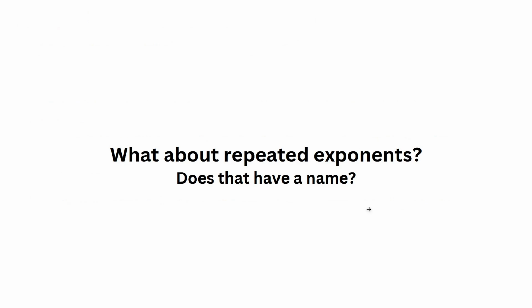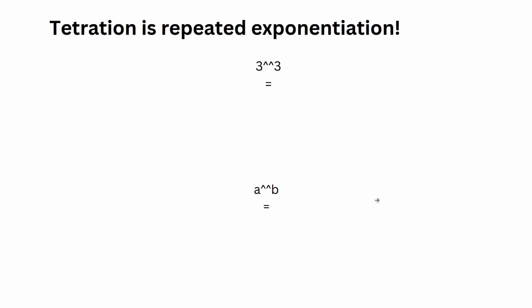So I made a big fuss about exponents being repeated multiplication and all that. You can probably see where we're going with this. Is there an operation that's repeated exponents? Certainly is, and it's called tetration. Now, as you might imagine, tetration produces even bigger numbers from small inputs than exponentiation does.